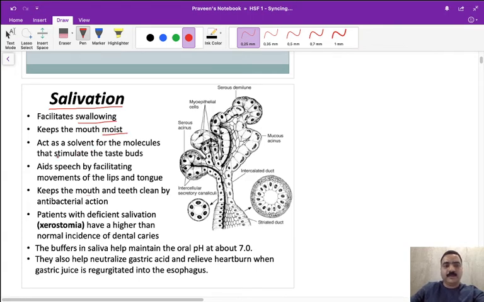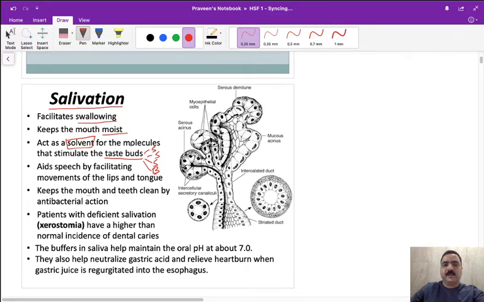Because these are mucous membranes, we need to keep them moist, and saliva acts as a solvent for the molecules to stimulate the taste buds. You know the different tastes that we have: sweet, salt, sour, bitter. Sweet is caused by the glucose molecule, salt by sodium chloride, and sourness is mainly caused by acidic substances. Bitter taste is caused by alkaloids.